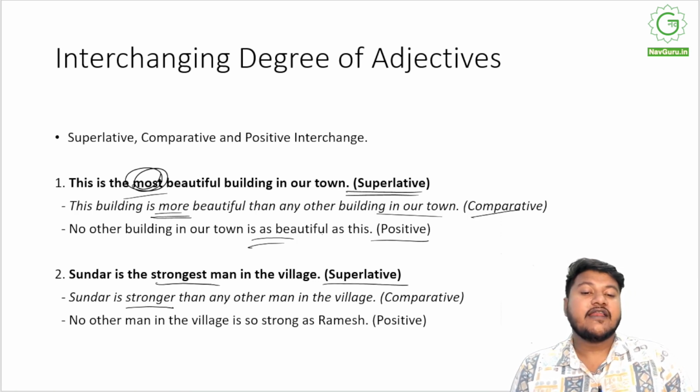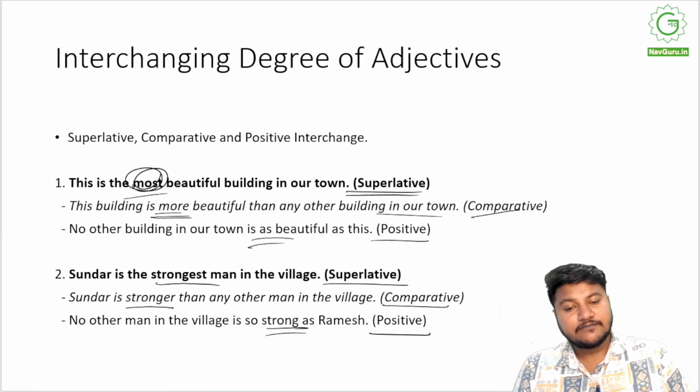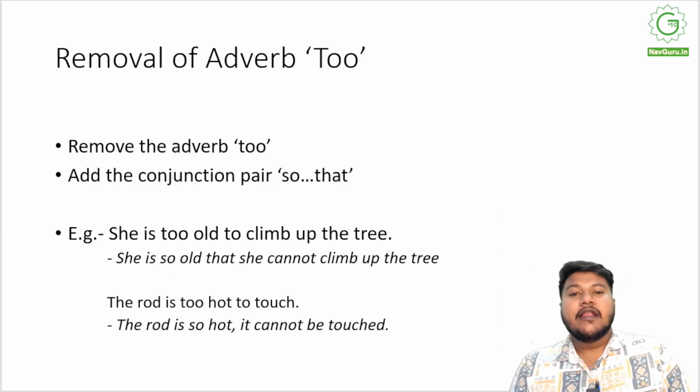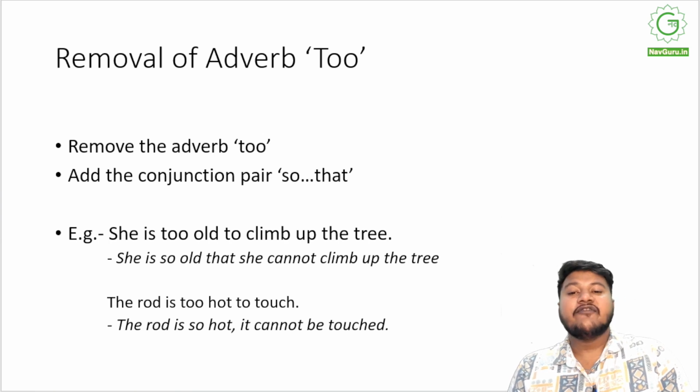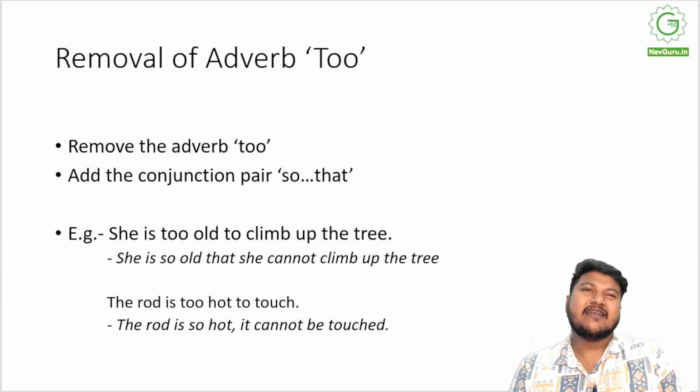Sundar is stronger than any other man becomes comparative. And no other man in the village is so strong as Ramesh becomes positive degree, right? Next up. Now, we have to remove the adverb too. A lot of time we'll have to do that because it does not sound very good.